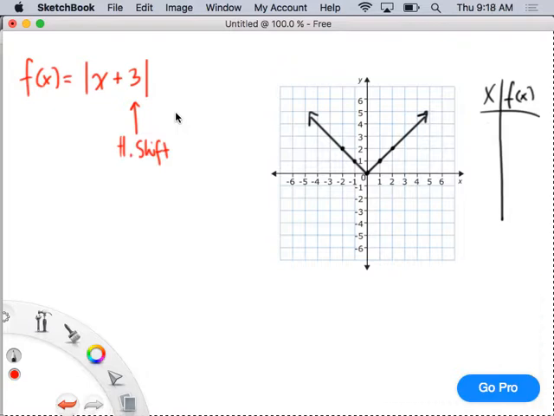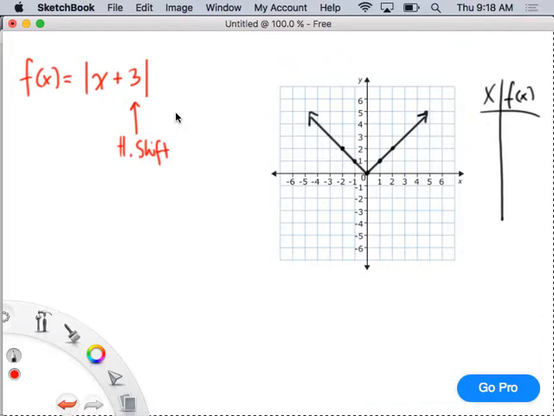Okay, nice. So it's a horizontal shift when it's on the inside, but it does the opposite of what you think it would do. On the outside with a vertical shift, it does just what you think it would do. But on the inside with the horizontal shift, it does the opposite. So if it's plus, it goes to the left, and if it's minus, it goes to the right.